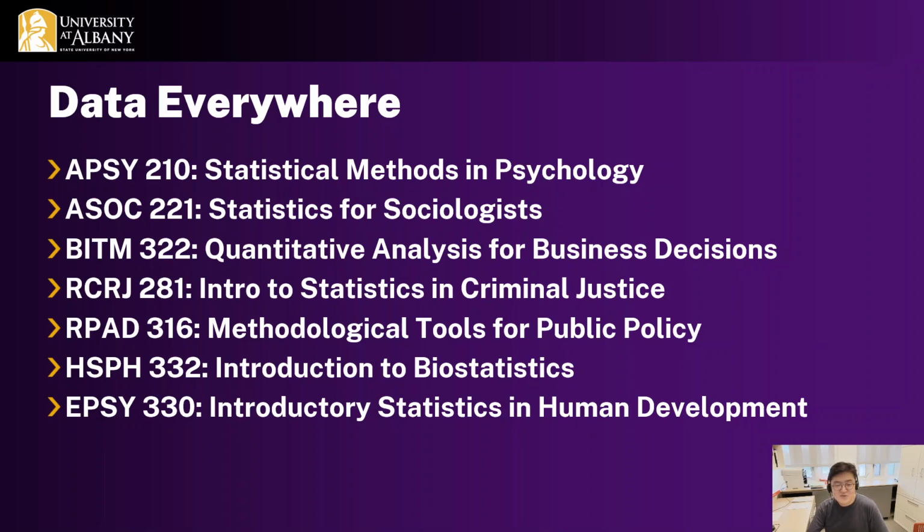Firstly, my excuse is it's not just economics. I looked up the course search catalog, and I find a lot of social sciences now have some kind of statistics courses. They may require them or just optional. Say psychology and sociology, business, criminal justice, public policy, health, and education. So pretty much almost any social science majors have their own statistics course.